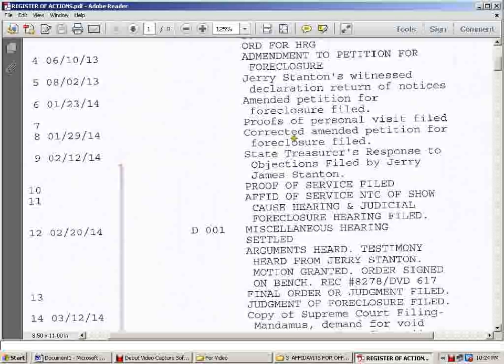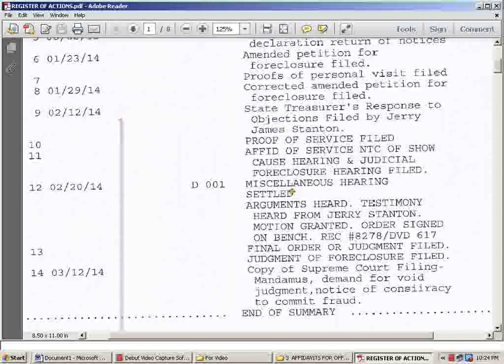Proofs of personal visit filed. Okay, show me the proof. Proof of service filed. See, some of this stuff is in upper and lowercase and some of it isn't, right? So some of the things they were supposed to do is proof of service, that these things were actually served. Affidavit of service, notice of show cause hearing, and judicial foreclosure hearing filed. Why is that in uppercase? Well, I'll tell you why.